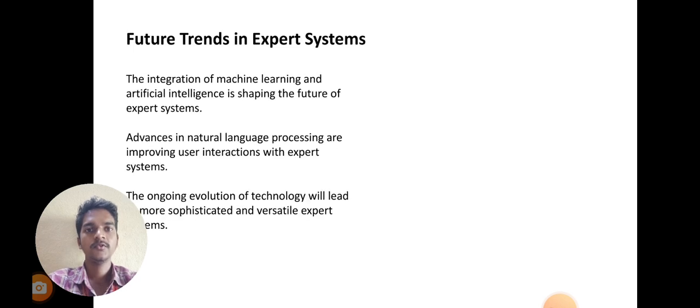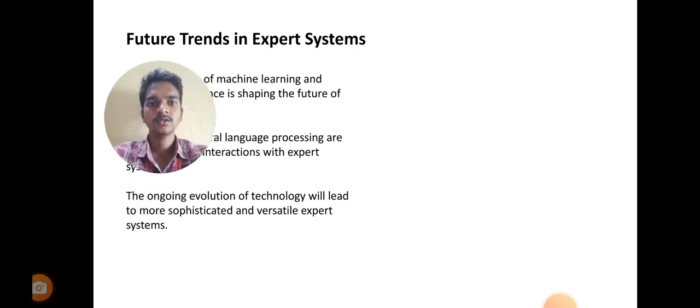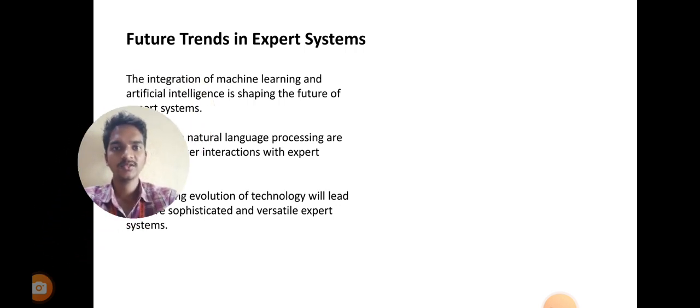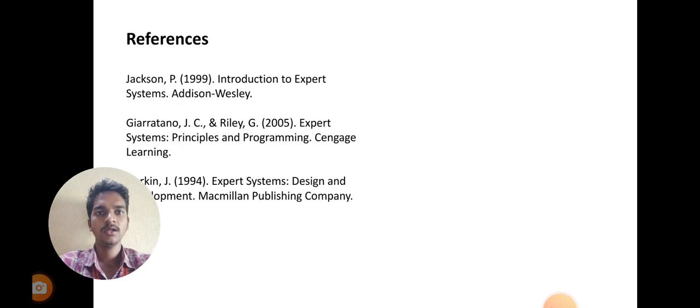And next, future trends in expert systems. What are future trends in expert systems? Let us know about it. The integration of machine learning and artificial intelligence is shaping the future of expert systems, and advances in natural language processing, which is called NLP, are improving user interaction with expert systems. The ongoing evolution of technology will lead to more sophisticated and versatile expert systems.